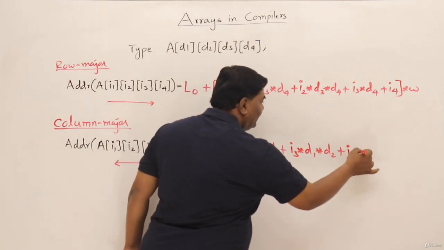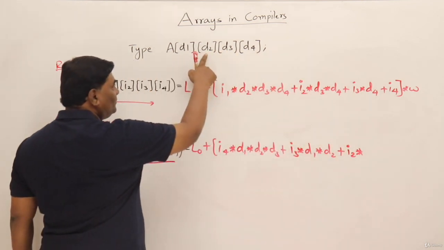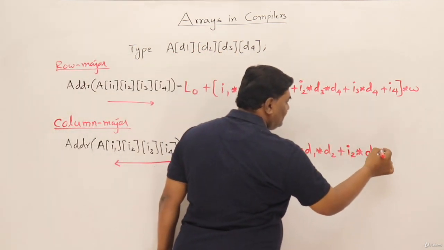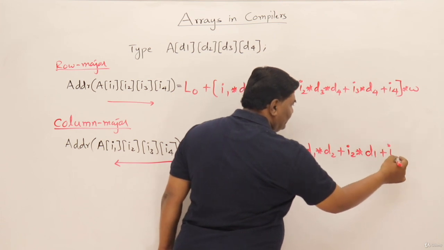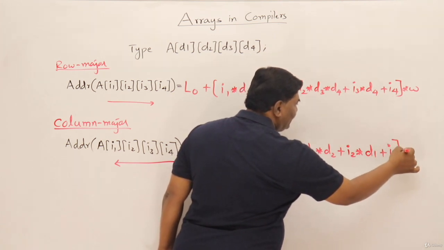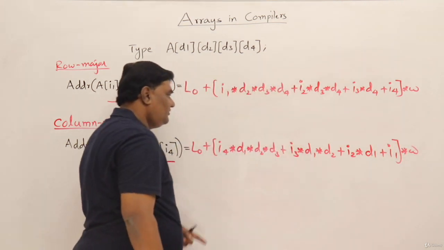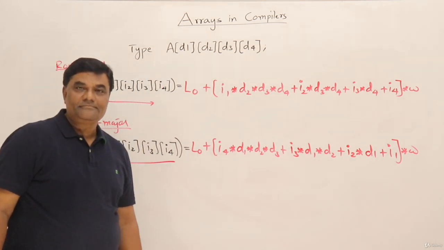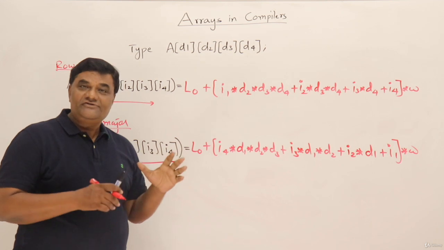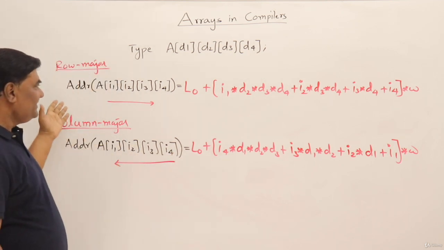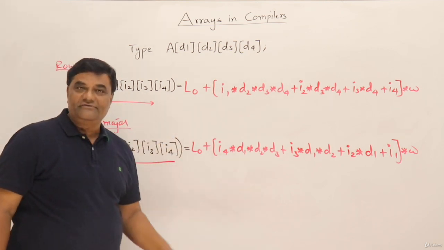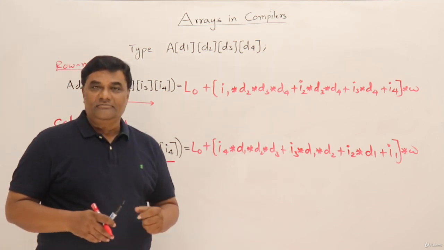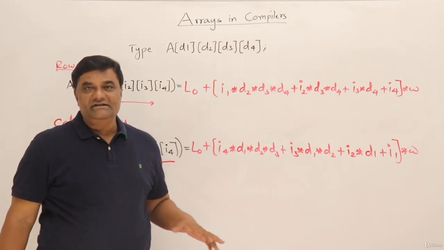I2 multiplied by, go to dimension D2 and take all the dimensions before that. So that is D1 plus, this is I1 multiplied by W. So that's it. This is the approach for preparing the formula. Using 4 dimensions, I have shown you how to write the row major formula and how to write the column major formula. Now using the same approach, we can write the formula for any number of dimensions.